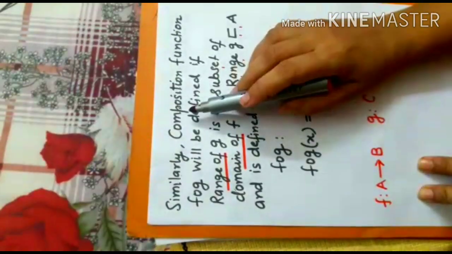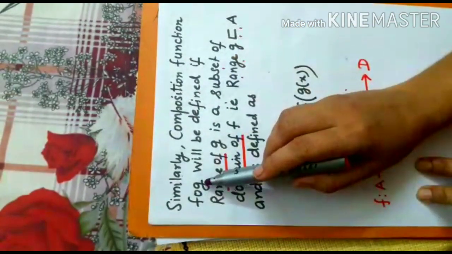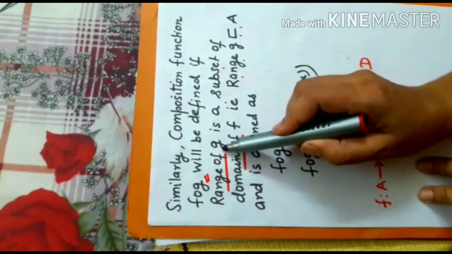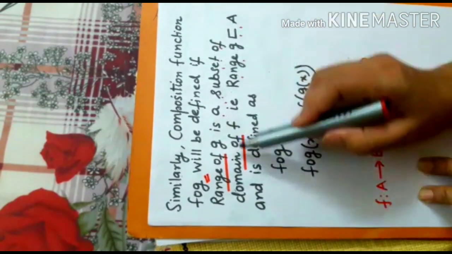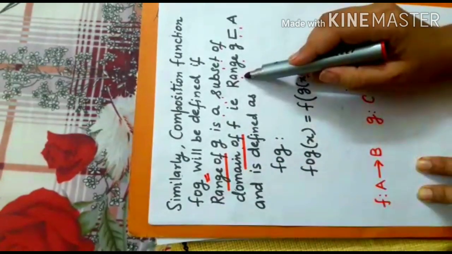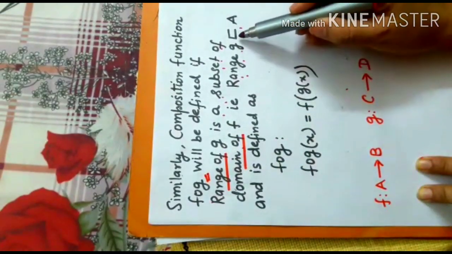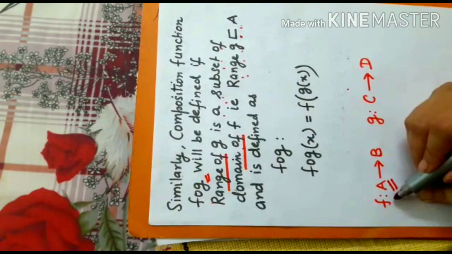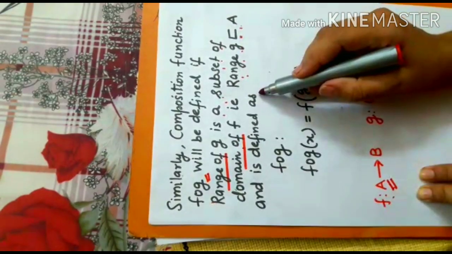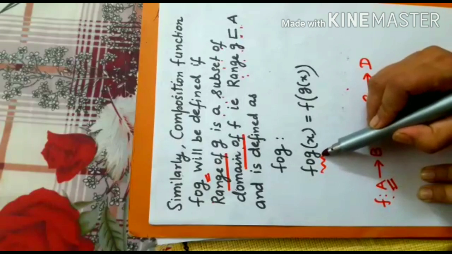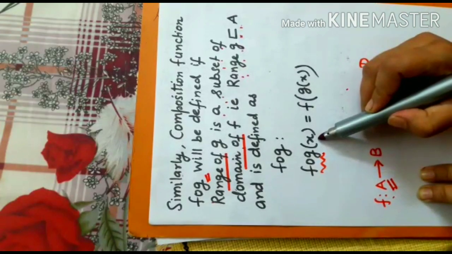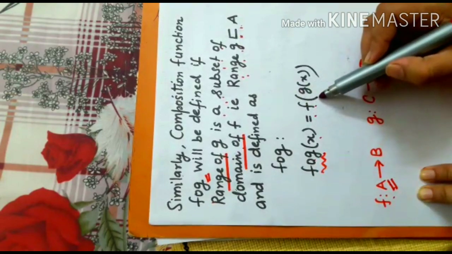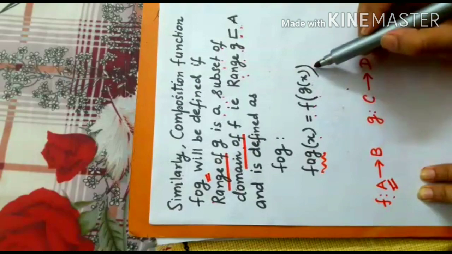Similarly, composition function fog will be defined if range of g is a subset of domain of f. That is, range of g is contained in A, the domain of the function f, and is defined as under the function fog, the image of x is equal to f of g(x).